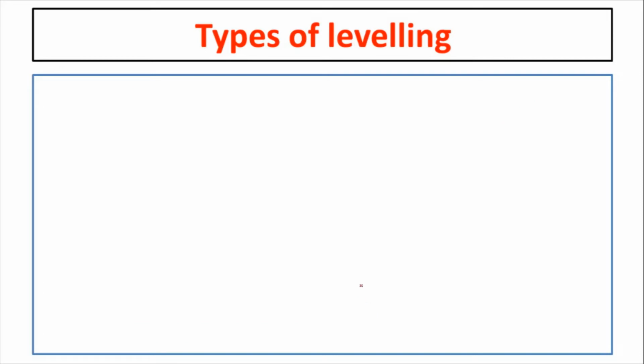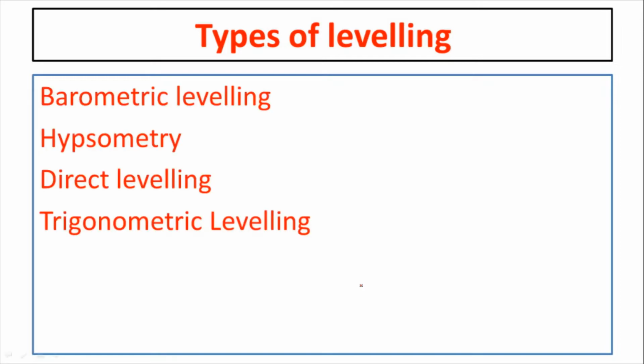Next, let us see the types of leveling. I told you that the purpose of leveling is to determine the elevation of a point. Now different types of leveling exist. The first one is barometric leveling. What is barometric leveling? Suppose there are 2 points on the terrain like this.